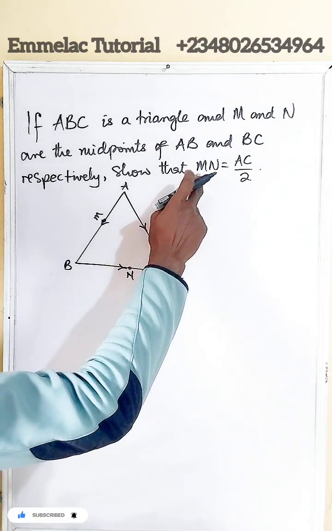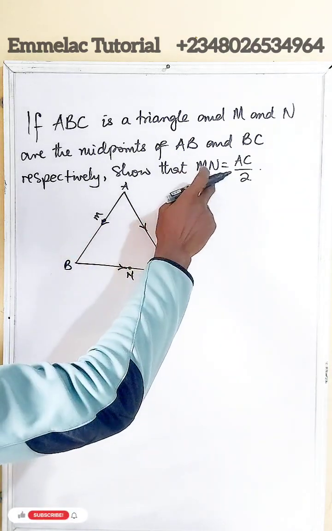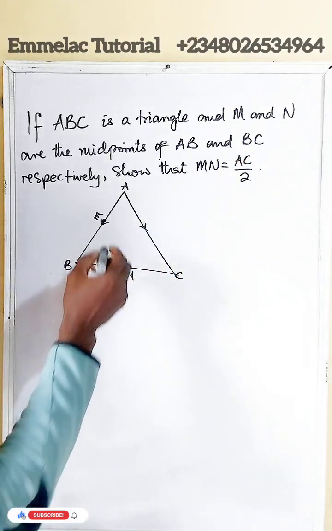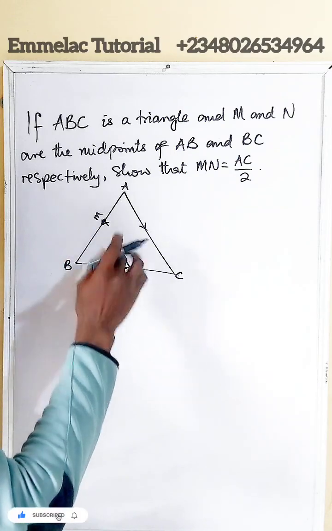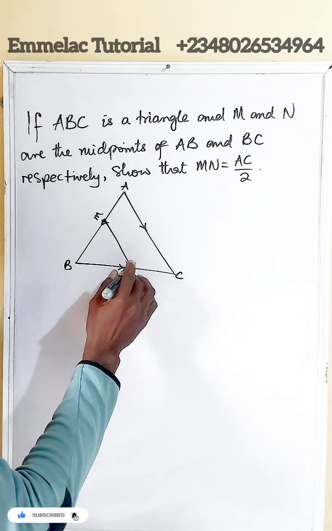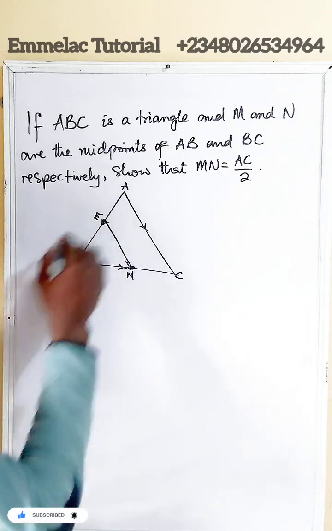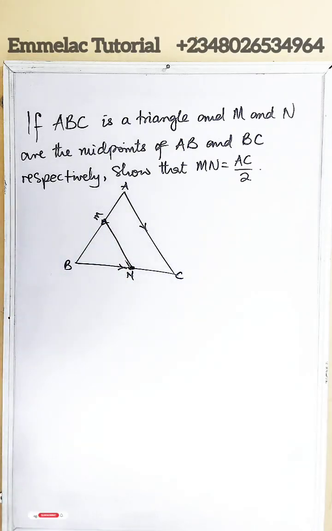And we are told to find MN. I mean, to show that MN equals AC. So, which means we can actually draw this line here. Alright. So, how then do we get started?